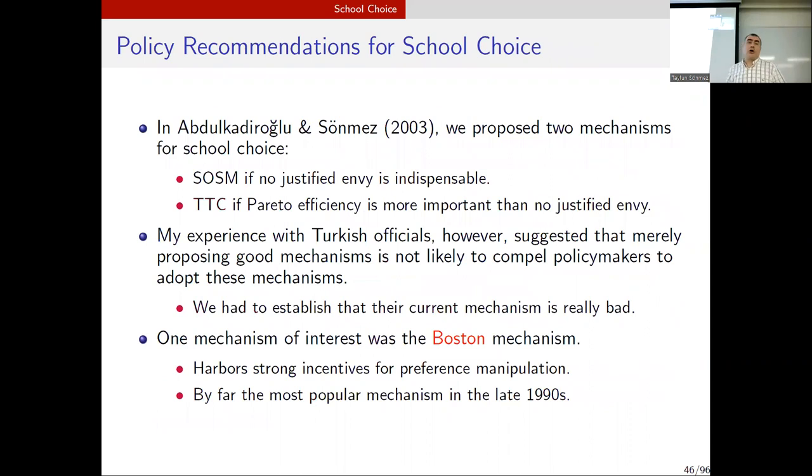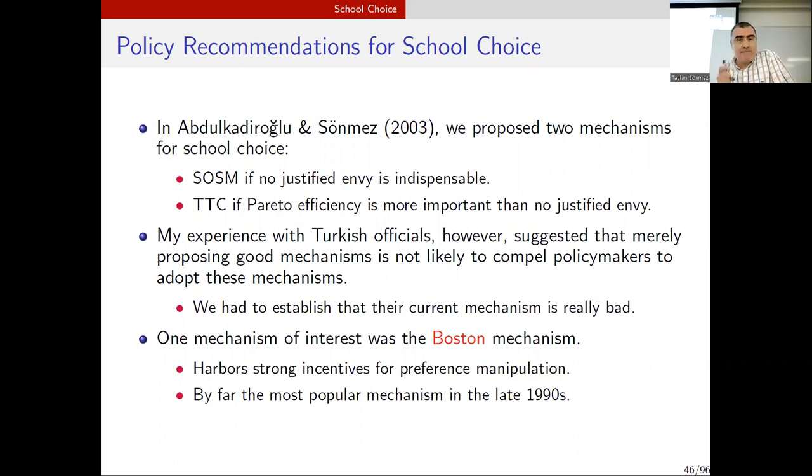So in Abdulkadiroğlu and Sönmez, we propose two mechanisms for school choice. I cannot tell how important it is to enforce priorities fully. It has to be determined by society also, right? But we suggested the student optimal stable mechanism, if no justified envy is indispensable. And TTC, if Pareto efficiency is more important than no justified envy.